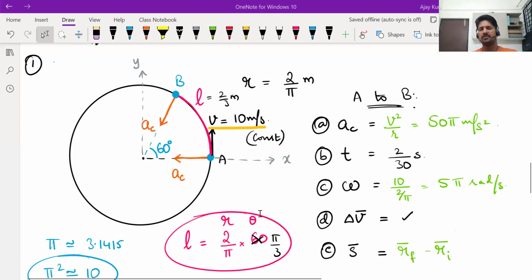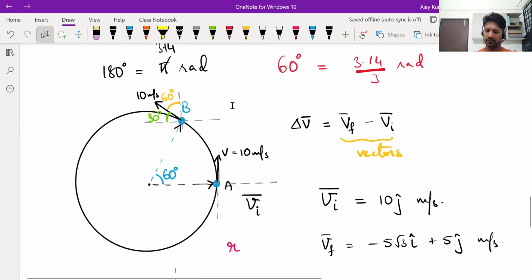Aishwarya, how much is the initial position vector? Sir, is it 2 by pi j cap? Is it initially in the y direction? I don't think so. From where to where should the position vector be drawn? Position vector is from where to where?